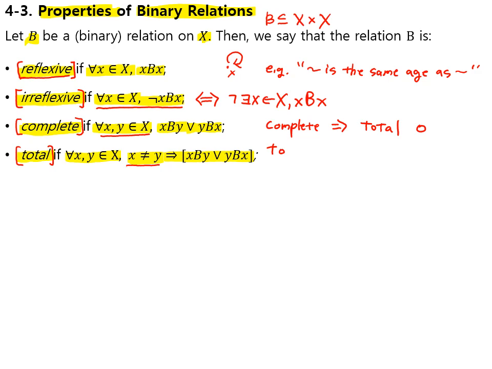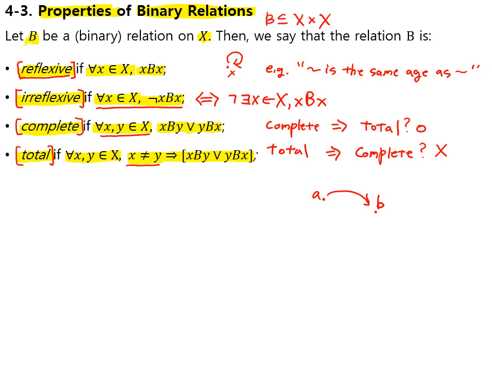Then how about this? Suppose that a relation is total. Does this imply that the relation is complete? Think of this for a moment. Pause and try to think of this, and once you're convinced, replay. And the answer is it is not. Here is a basic example that illustrates this. Suppose that we have element A and element B.